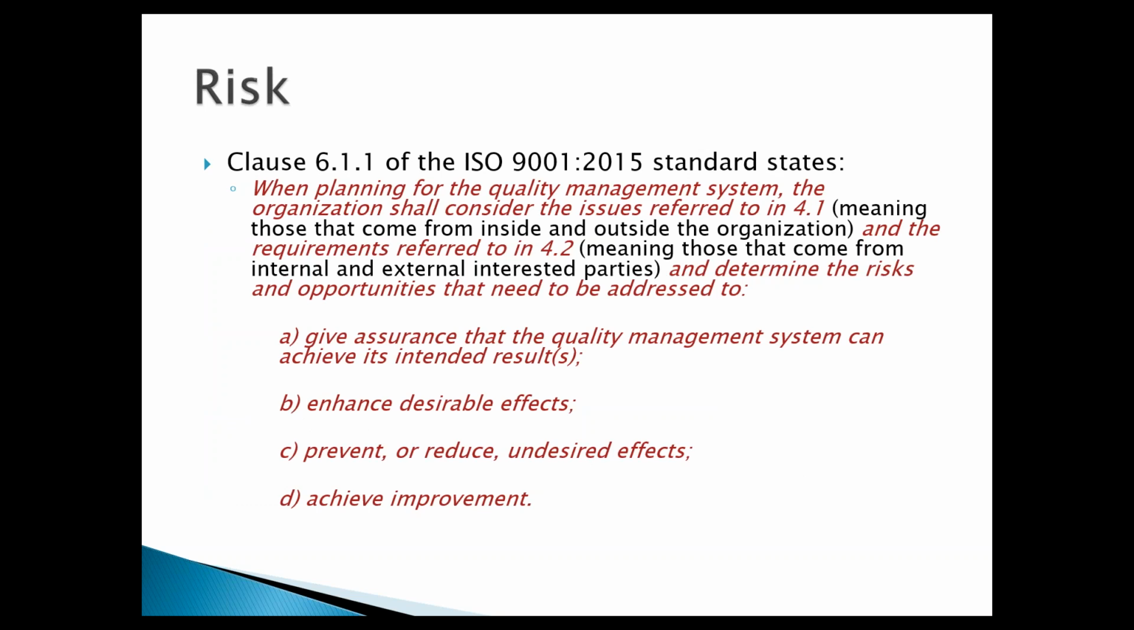So what is the actual verbiage from ISO 9001? Well, in 6.1.1, it states the following, that when you plan for your system, you need to consider the issues referred to in section 4.1. This means both those that come from inside and outside the organization, and requirements that are referred to in section 4.2. Now, these are requirements that come from both internal and external interested parties. And determine the risks and opportunities that need to be addressed to, first of all, give assurance that the quality management system can achieve its intended results, to enhance the desired effects, and then to prevent or reduce undesired effects. And this gets into the idea that it's both risks and opportunities, this two-part way in which the standard is written, and then overall to achieve improvement.